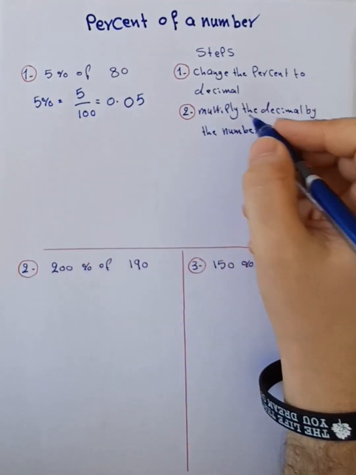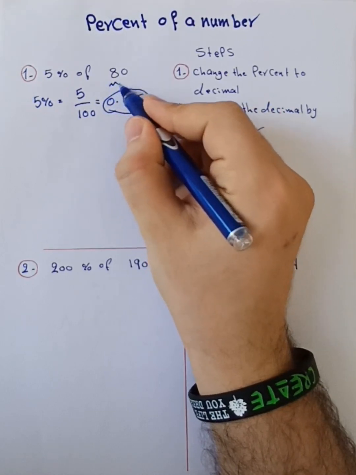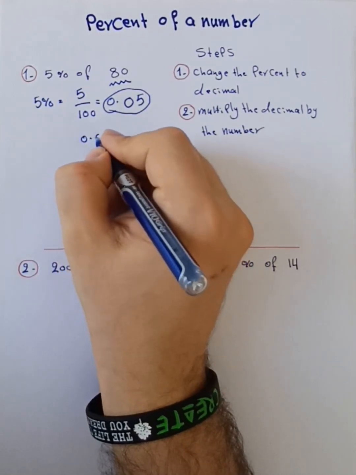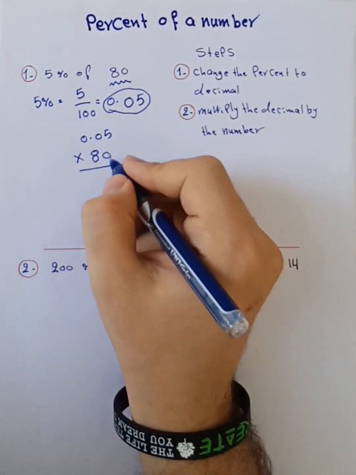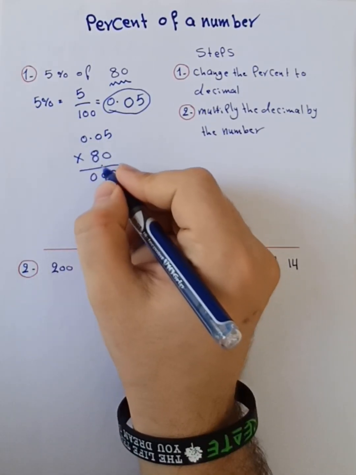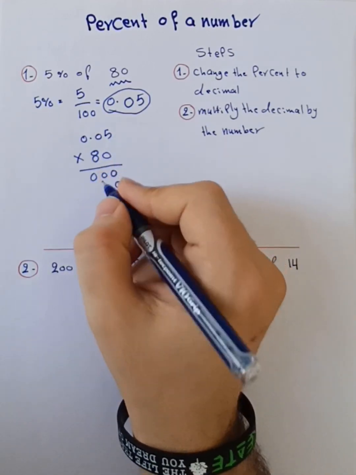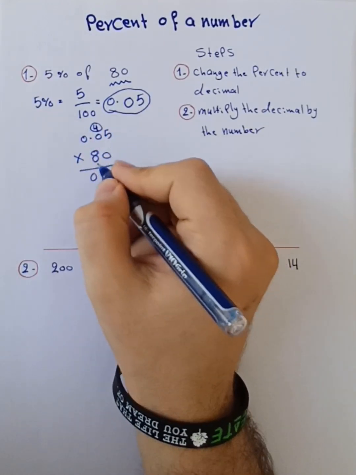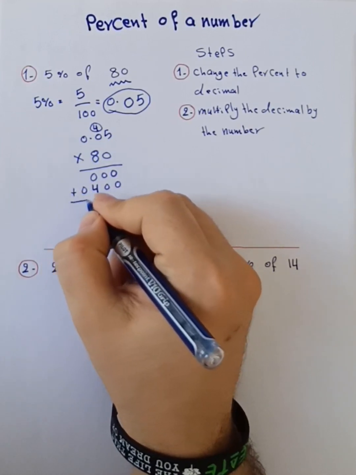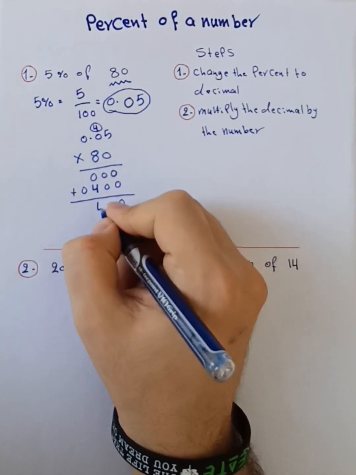After that, second step, you have to multiply the decimal by the number. You have to multiply this decimal by 80. Zero times 5 is 0, 0 times 0 is 0, 0 times 0 is 0. After that, we start to multiply by 8, but before we multiply, you have to write 0. 8 times 5 is 40, you have to regroup. 8 times 0 is 0, plus 4 is 4, 8 times 0 is 0, and then you have to add. 0 plus 0 is 0, 0 plus 0 is 0, 0 plus 4 is 4.